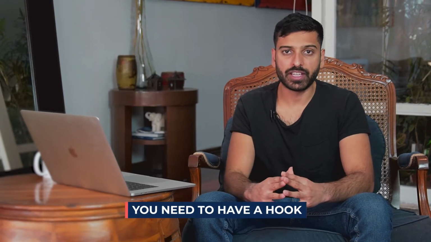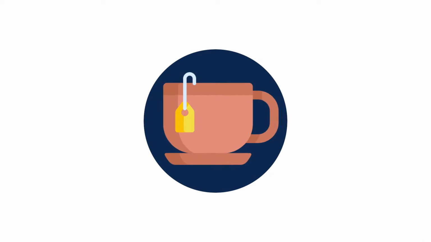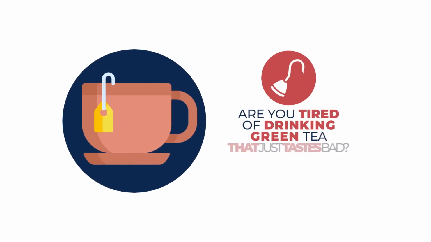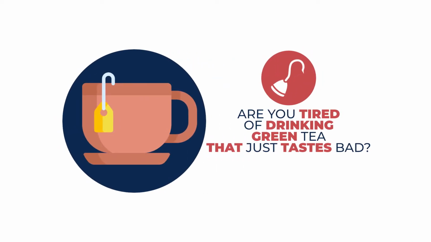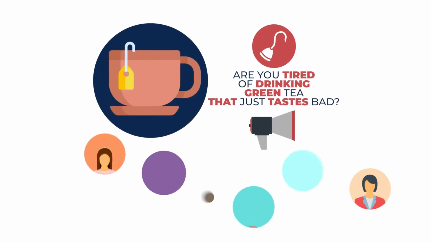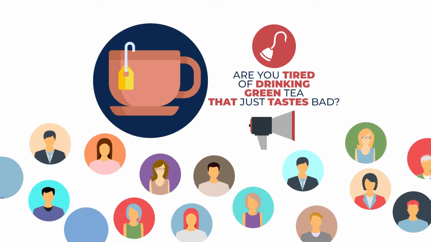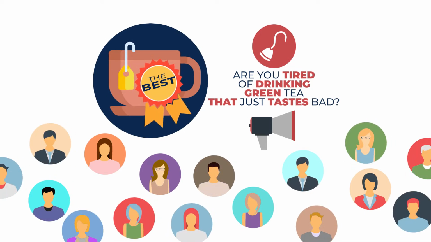You're going to grab their attention by saying something that is either targeted towards your target audience or is a little controversial. So for example, if you're selling green tea, your hook could be something like, hey, are you tired of drinking green tea that just tastes bad? Because that's going to immediately speak to your target audience, because they're green tea drinkers who want green tea that tastes good. And let's say your product is a green tea that tastes amazing. Then by saying that sentence, you've got them hooked.